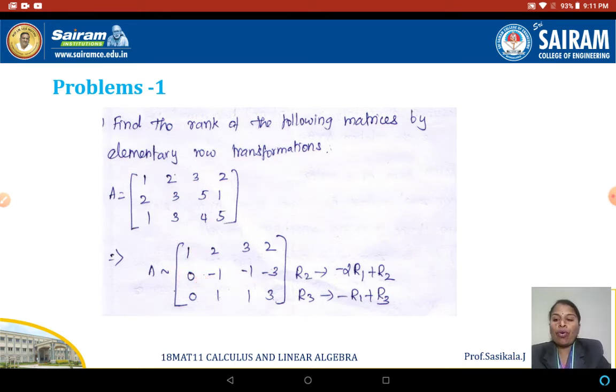Now you can go for your third row. In the third row, you have already 1 here, and the first row you can use. As I told, to convert 0 for the first element, choose your first row, right? So it is easy to remember. So see here, both terms are 1.